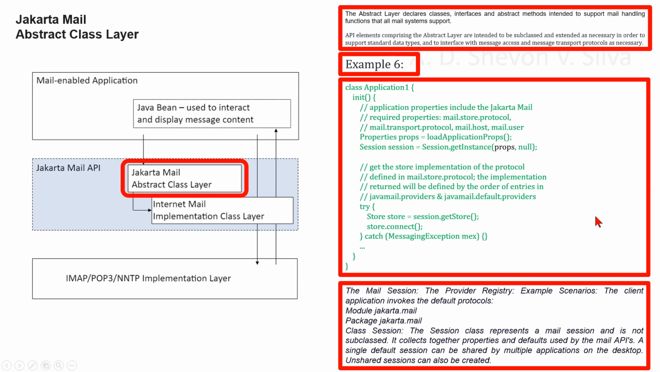A mail-enabled client uses the session object to retrieve a Store or Transport object in order to read or send mail. Typically, the client retrieves the default Store or Transport object based on the properties loaded for that session. A client can override the session default and access a Store or Transport object that implements a particular protocol by giving the name here, for example, IMAP.